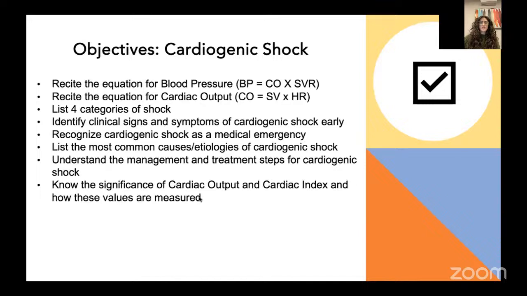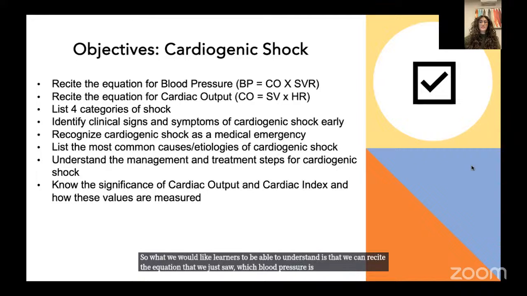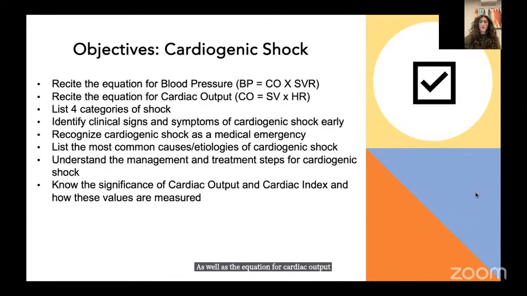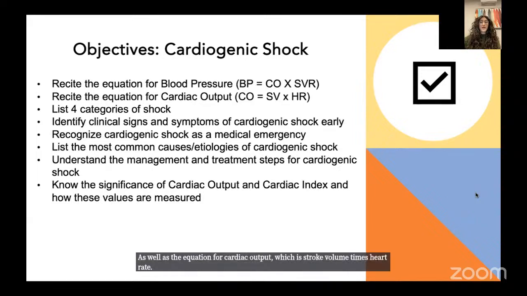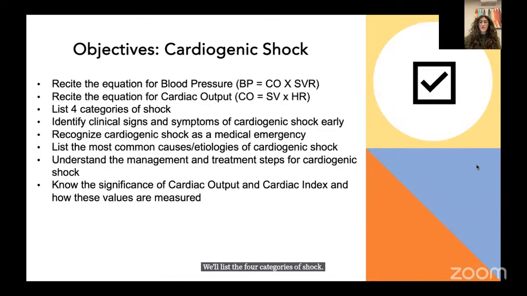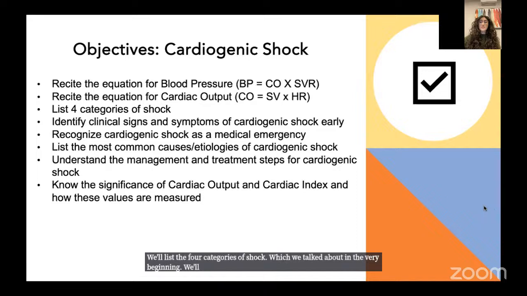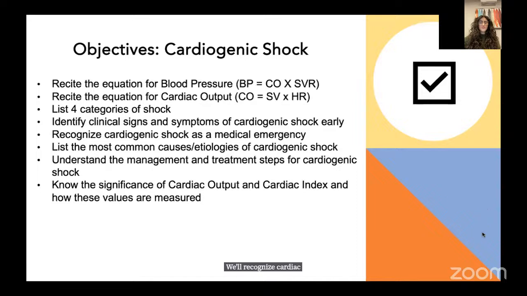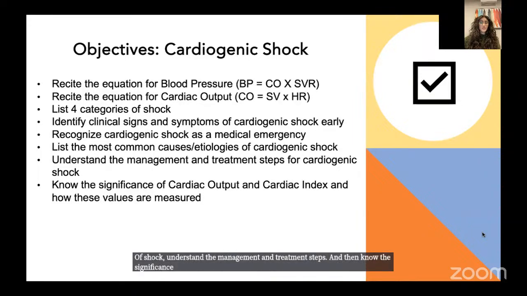So what we would like learners to be able to understand is that we can recite the equation that we just saw, which is blood pressure equals cardiac output times systemic vascular resistance, as well as the equation for cardiac output, which is stroke volume times heart rate. We'll list the 4 categories of shock, which we talked about in the very beginning. We'll identify clinical signs and symptoms of shock and identify them early. We'll recognize cardiogenic shock as a medical emergency, list the common causes of shock, understand the management and treatment steps, and then know the significance of the cardiac output and the cardiac index and how these values are measured.